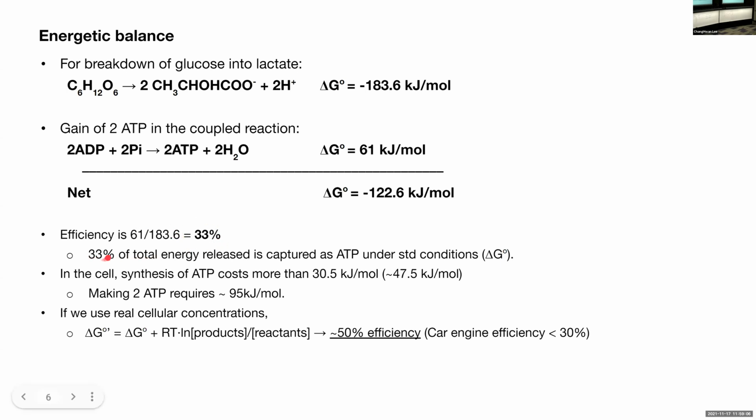And that means that 33% of the total energy that is released during this process is captured for making the 2 ATP molecules under standard conditions, where delta G naught is used for calculating and telling whether this is spontaneous or not. But in the cell, the synthesis of ATP costs more than 30.5 kilojoules per mole. It is actually 47.5 kilojoules per mole.